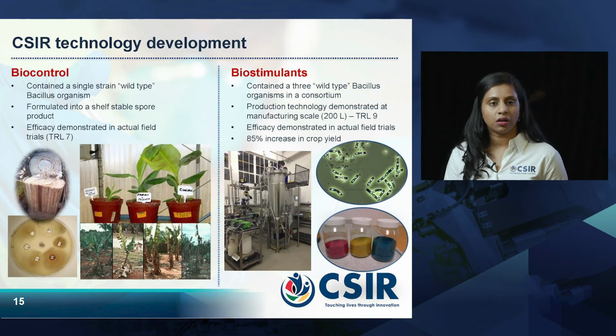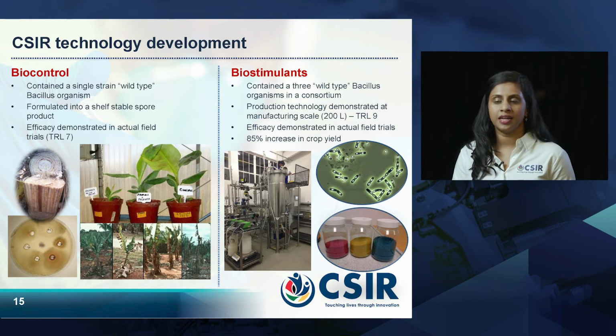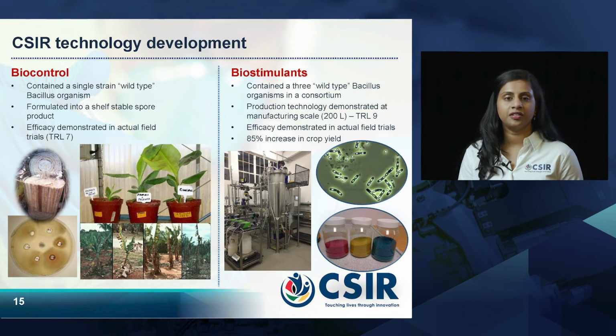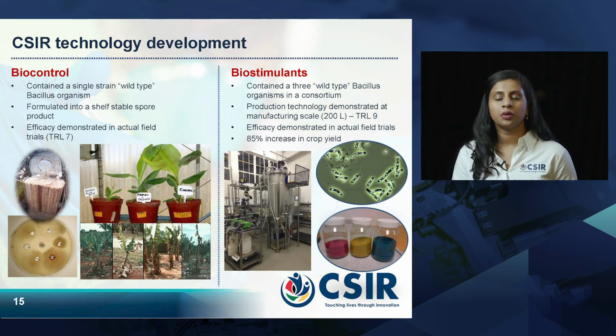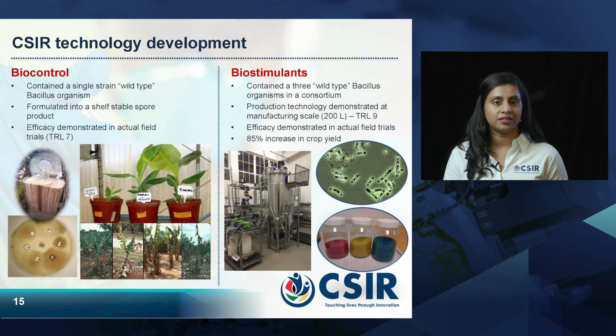A biocontrol technology has been developed wherein a single strain wild-type bacillus organism has been formulated into a stable spore product with efficacy demonstrated in actual field trials. A biostimulant product has also been developed containing 3 wild-type bacillus organisms that work together in a consortium. Production of these individual organisms has been demonstrated at manufacturing scale. Efficacy has also been demonstrated in actual field trials, and an 85% increase in crop yield has been noted.